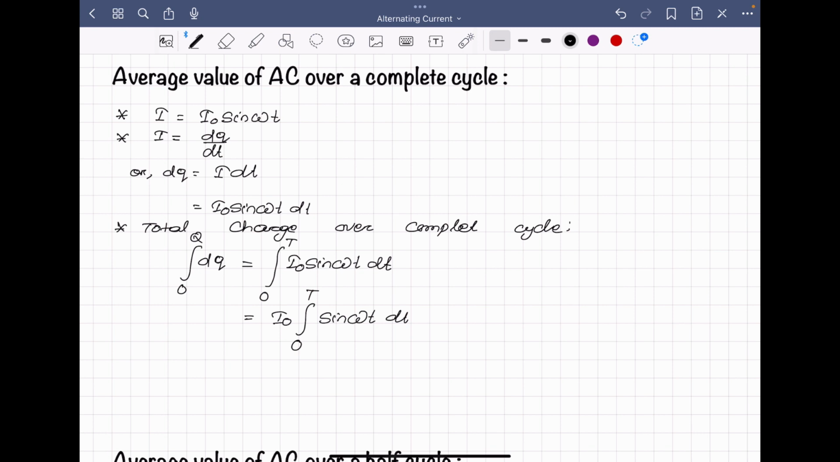So here the left side integration of dq from 0 to Q gives capital Q minus 0, or you can write just Q. Q equals I naught into 0, right? Because the integration of sine or cos over a complete cycle is 0. Then our Q becomes 0. Q is 0, which means current over a complete cycle.